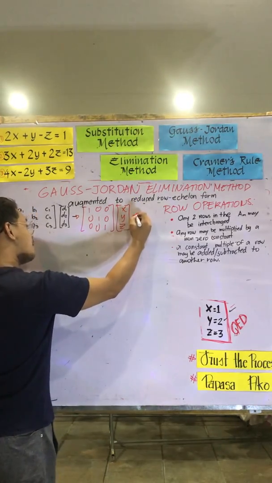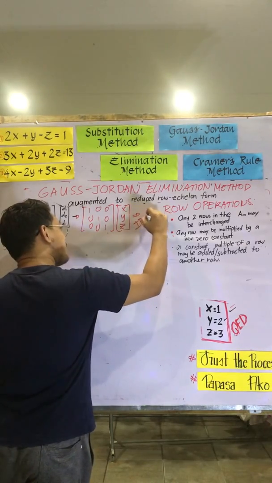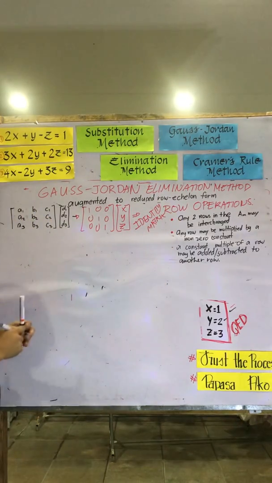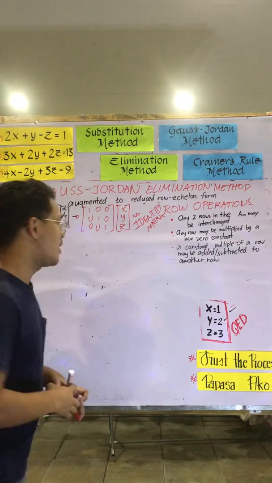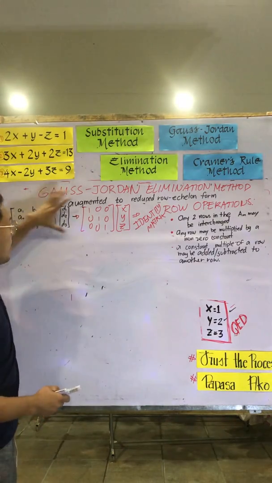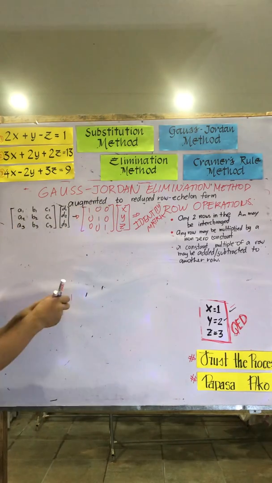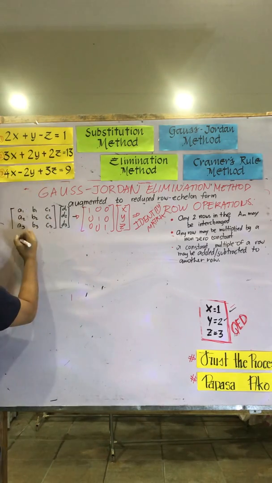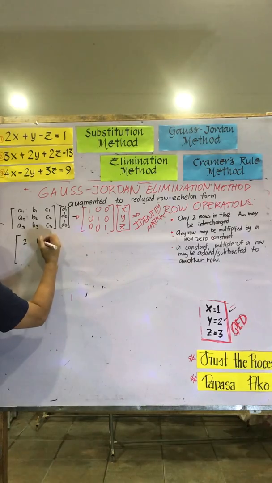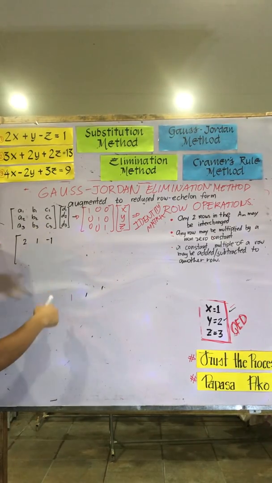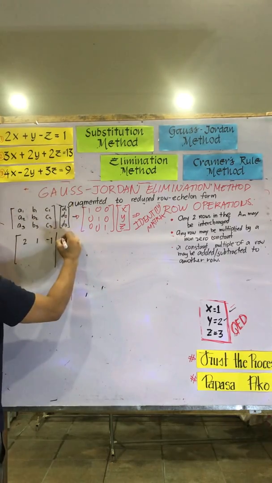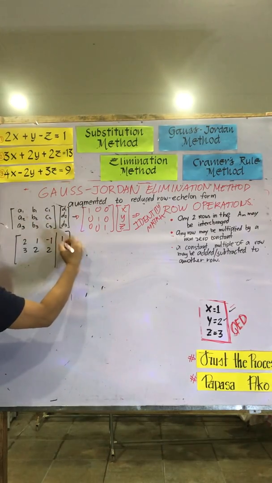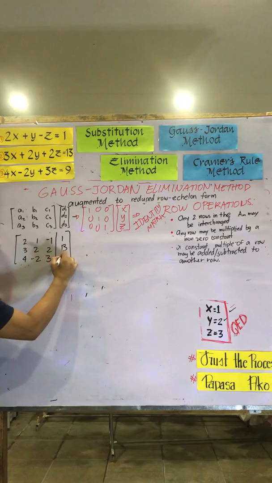Another term for this is identity matrix. An identity matrix is a matrix wherein the diagonal is equal to 1, then the rest is equal to 0. We have to change this augmented form to this one in order for us to solve X, Y, and Z. First, let us change these three equations into augmented form. 2X plus Y minus Z equals 1, copy the numerical coefficients, then 3, 2, 2, 13, 4, negative 2, 3, and 9.